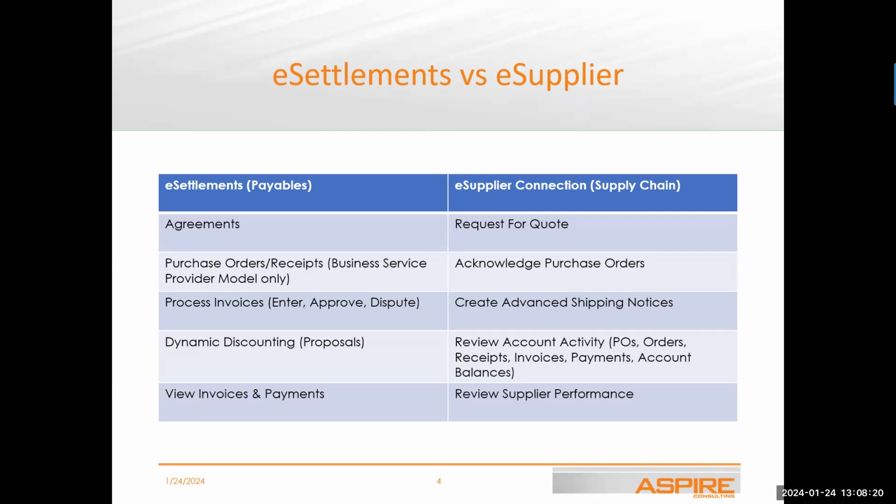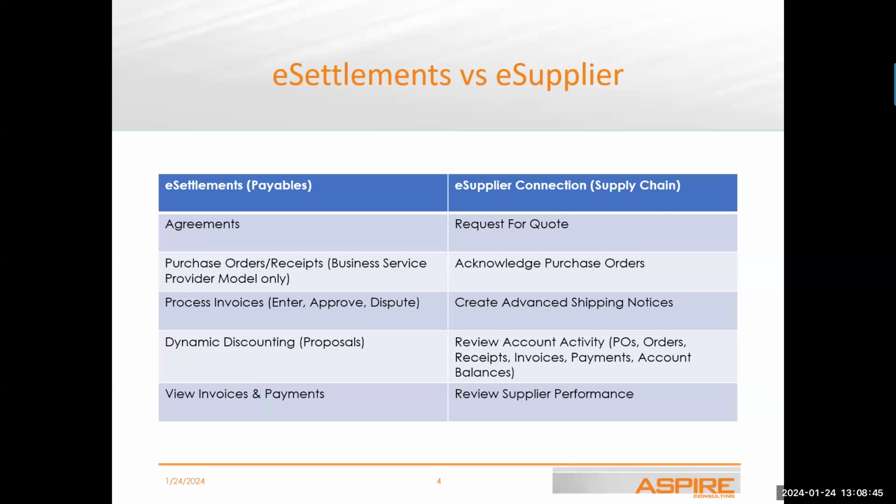It has the ability to process invoices, so enter them, approve them, dispute them. And it has dynamic discounting with proposals on discount resolution of invoicing. And then it has the ability to view invoices and payments. As opposed to eSupplier connection, which is really more around the supply chain side of things. So this has your request for quote, your purchase order acknowledgement, advanced shipping notices, and then it has review account activity. And this is where the crossover and people tend to get confused.